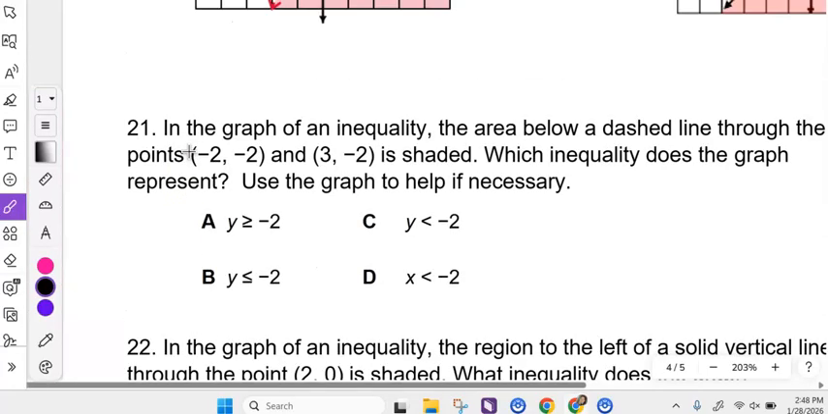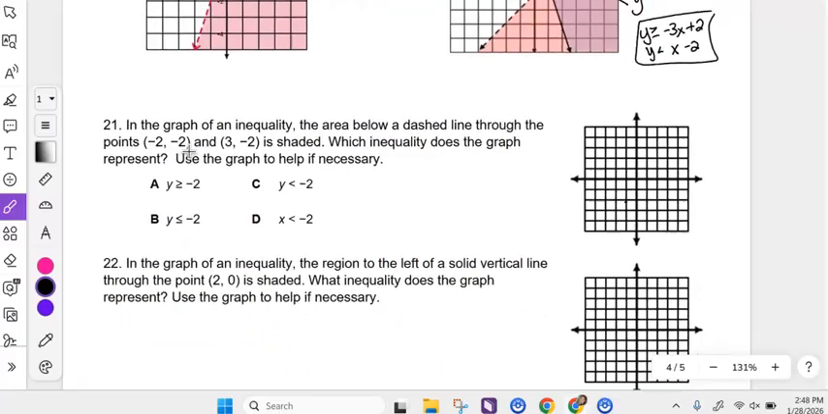All right, 21 says, in the graph of an inequality, the area below a dashed line through the points -2, -2, and 3, -2 is shaded. Which inequality does the graph represent? Use the graph to help if necessary. So I'm going to put -2, -2, there's my point, and 3, -2. It's a dashed line, so it's going to be like this, and everything is shaded below it.